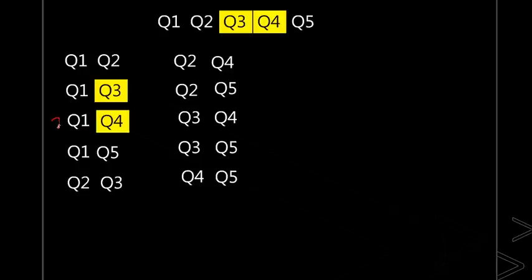This is the second chance. Next one, if I choose Q1, Q5, he will not pass because he doesn't know both the questions. If I choose Q2, Q3, he will pass. Why? Because Q3 is known to him. Okay, so this is the third possibility.